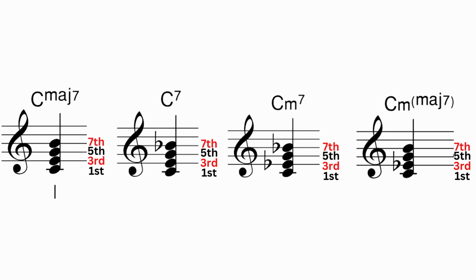particular colour. For example, here we've got 4 kinds of C chord. We've got the C major 7, the C dominant 7, the C minor 7, and the C minor major 7. Now all 4 of these chords obviously have the note C as their root note because they're C chords, but they also all have the note G as their 5th. And it's the 3rd and the 7th that's doing all the work to create the sound quality of the chord.